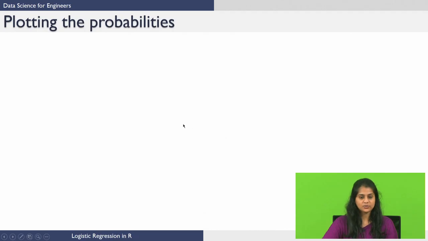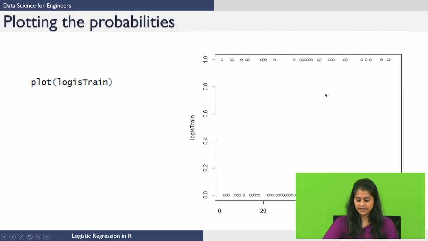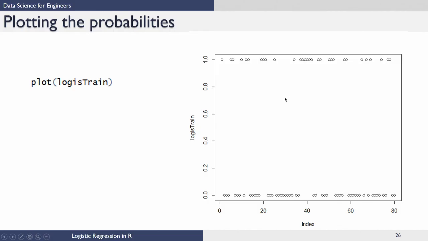Now, let us plot the probabilities. So, after you run the command, I have saved it as logistrain and I am going to use the plot function to plot the probabilities. On to my right, I have the plot. On the y axis, I have the probabilities and on the x axis, I have the index. So, from this plot, it is clear that the classes are well separated, but we still do not know which side belongs to which car type. So, let us see how to find out which side belongs to which car type.